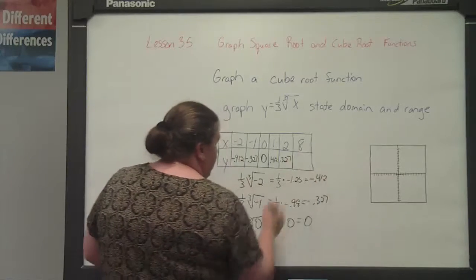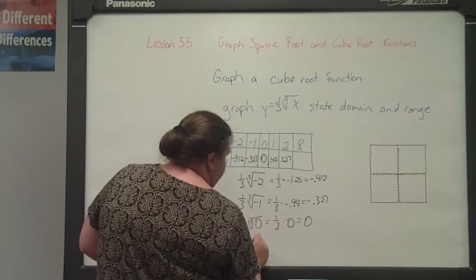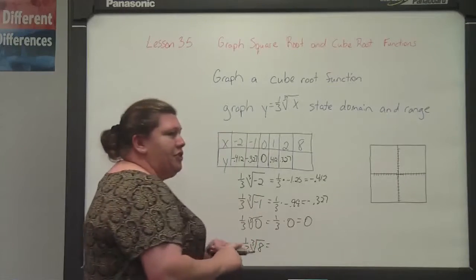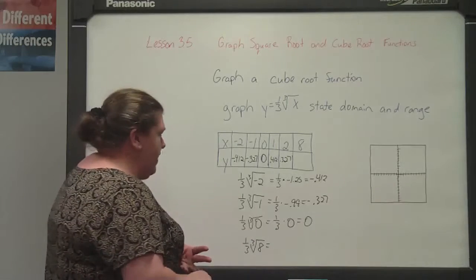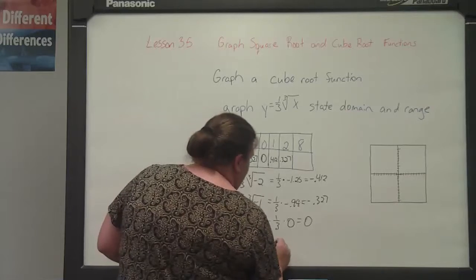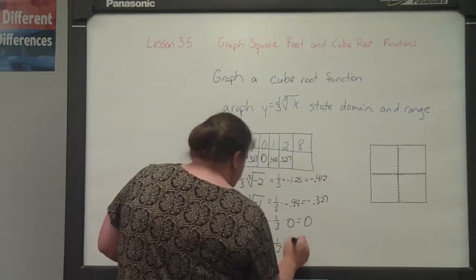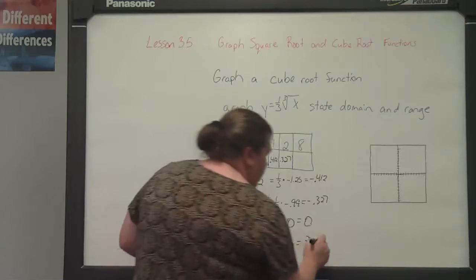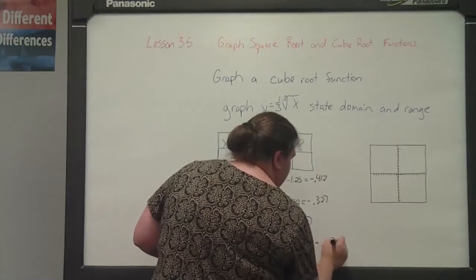So the last one we got to look at is 1/3 times the cube root of 8. Well, I know that 2 times 2 is 4 times 2 is 8, and so I can go ahead and say the cube root of 8 is 2. So 1/3 times 2, which gives me 2/3. And 2/3 is equal to 0.67.